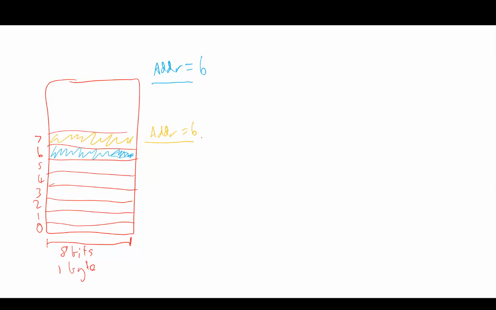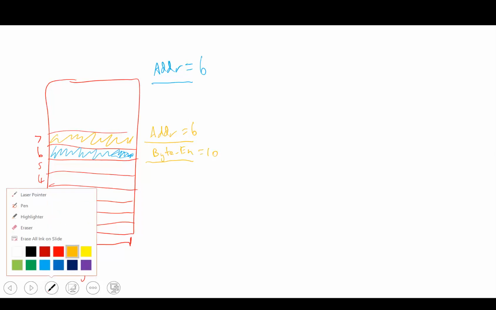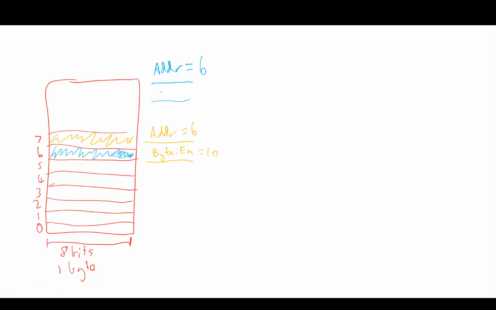Now, the way you would differentiate is using the byte enable. So the byte enable in this case would equal 1, 0 because it's odd. And the byte enable in the other case would equal 0, 1.